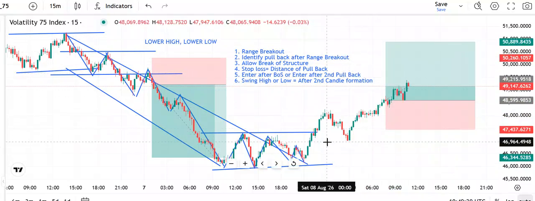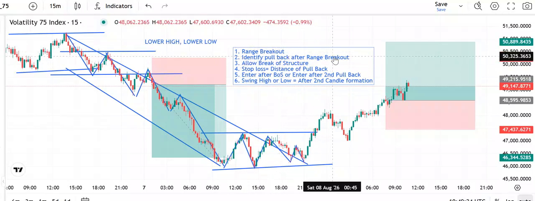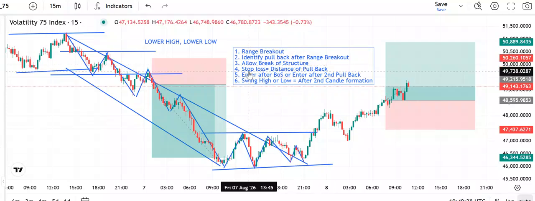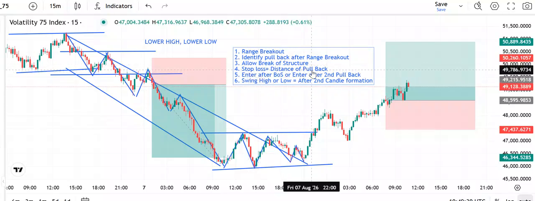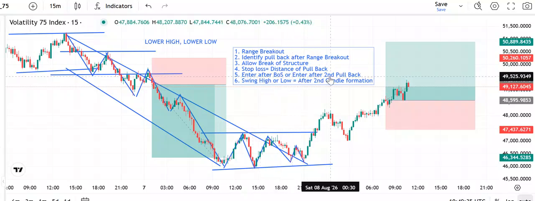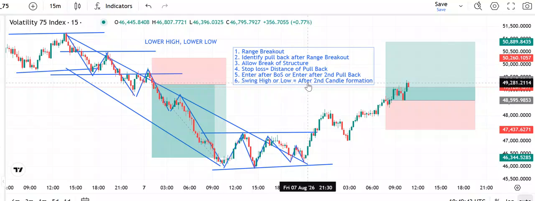So that's the strategy. The first step is range breakout. Second step, identify pullback after range breakout. Third step, allow break of structure. Fourth step, stop loss because of the distance of pullback. Fifth step, enter after break of structure. Enter after second candle in the pullback. Then sixth, swing high or swing low is going to form after second candle formation.